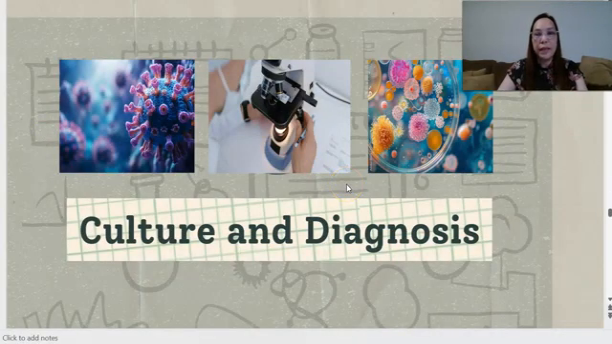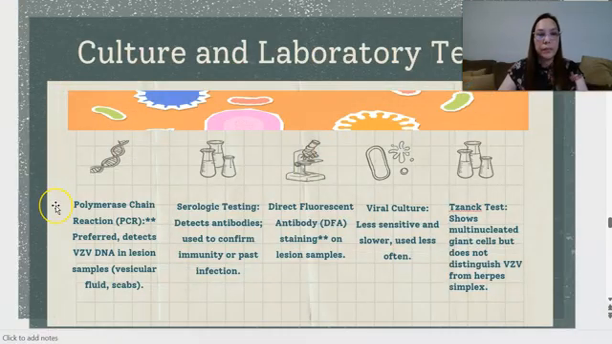Next is the culture and diagnosis. For the culture laboratory, this slide is about different tests used in laboratories to study infections, specifically for the virus that causes shingles. First is the polymerase chain reaction, or the PCR. This test finds VZV DNA in samples from things like blisters or scabs. It's the preferred method because it's very accurate.